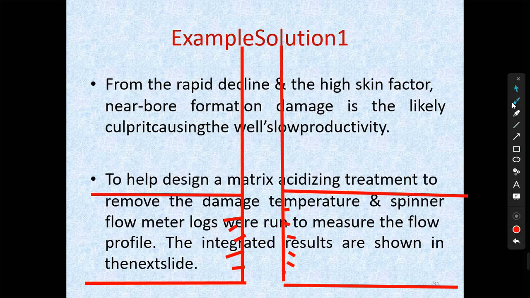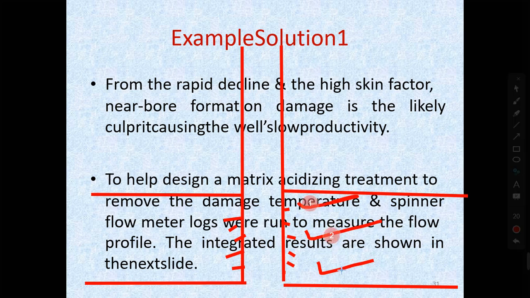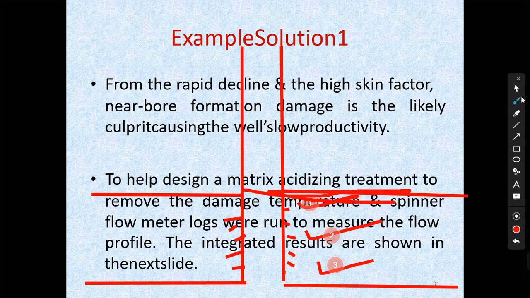Is the damage here? Is the damage here? Is the damage here? Where exactly? It could be here, it could be here, it could be here. Where exactly? We don't know. So the well test tells us that there is a formation damage, but it does not tell us where exactly. For that, we have to run the production logging, PLT. We have to check where exactly the formation damage is and where we should do the matrix acidizing treatment.